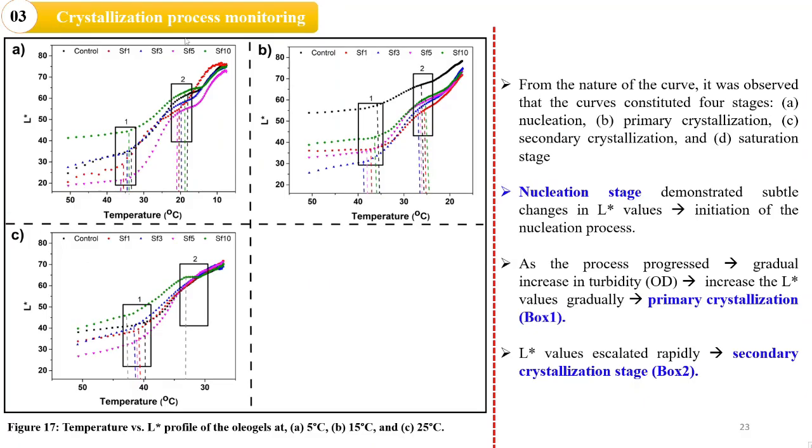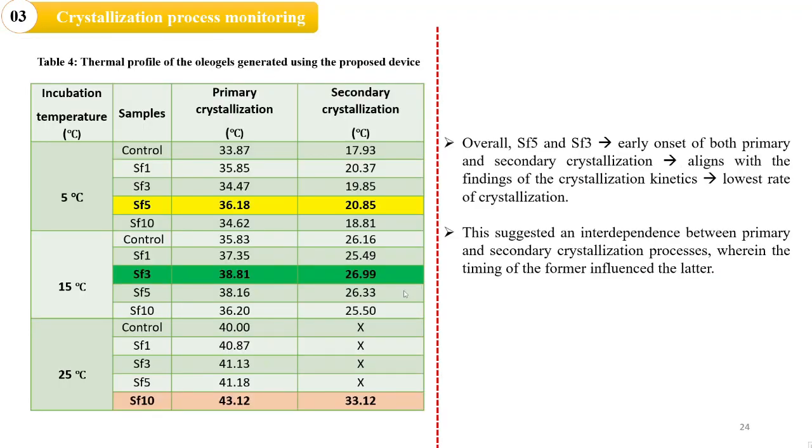Now for the crystallization process monitoring, we have taken the L star versus temperature graph over here. This is for 5 degree, then the second one is 15 degree, and the third one is 25 degree centigrade. Before the first box we have the nucleation stage, where several molecules of fats are aggregating to form the nuclei, and after box 1 the primary crystallization starts, and thereafter after box 2 the secondary crystallization or the consolidation stage may start. If you see, in all the samples this is happening.